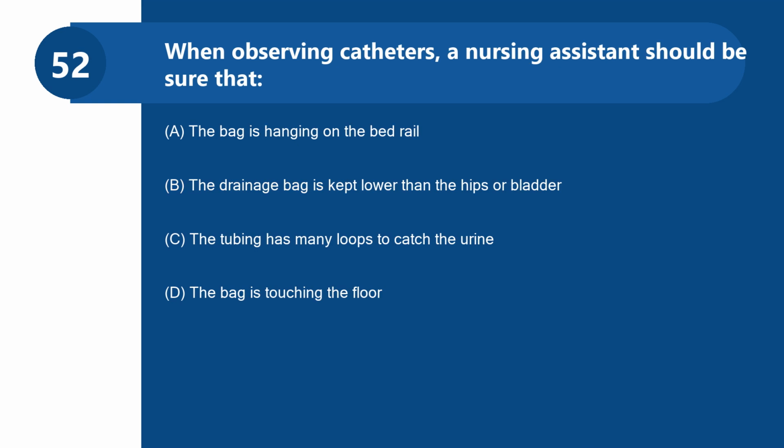Question 52. When observing catheters, a nursing assistant should be sure that option A, the bag is hanging on the bed rail. Option B, the drainage bag is kept lower than the hips or bladder. Option C, the tubing has many loops to catch the urine. Option D, the bag is touching the floor. The correct answer is option B, the drainage bag is kept lower than the hips or bladder.